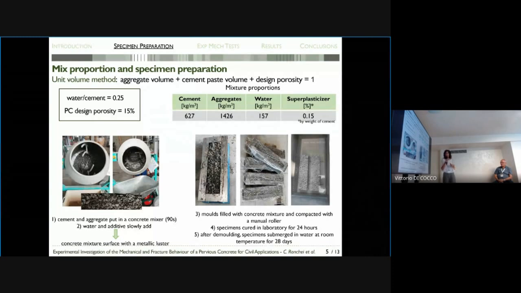Subsequently, cement and aggregate are put in a concrete mixer and mixed together for about 90 seconds, and then water and additive are slowly added, and the concrete mixture is mixed until its surface attains a metallic luster. Then molds, characterized by different shapes depending on the mechanical test, are filled with the concrete mixture and compacted with a manual roller. The specimens are cured in the laboratory for about 24 hours under normal climatic conditions, and after the demolding, the specimens are submerged in water at room temperature for 28 days.